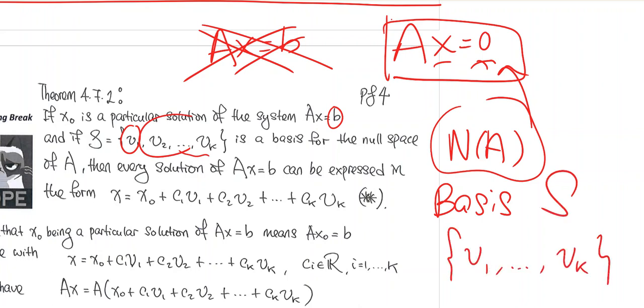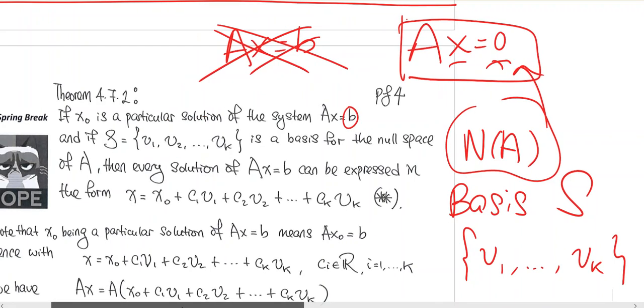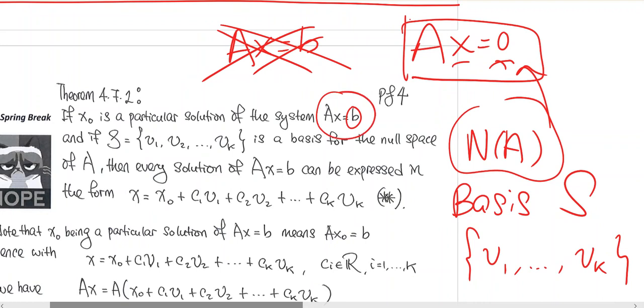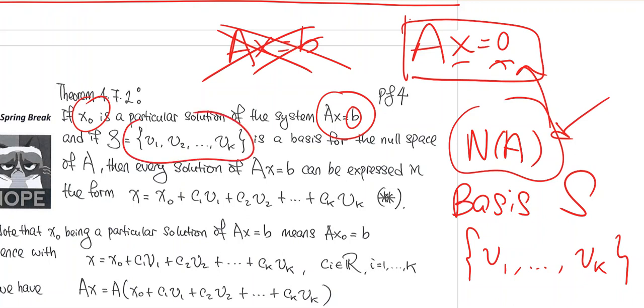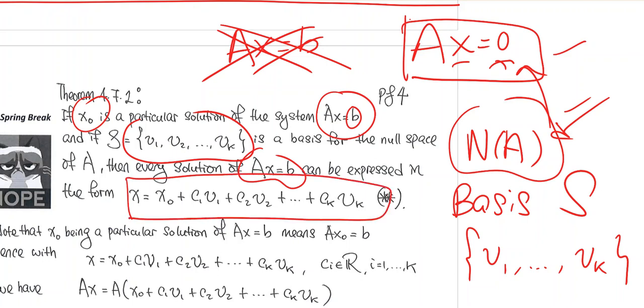That's what the starting statement says. The starting statement says that AX equal to B has X naught as a particular solution. And if you look at the null space, these are the bases. That's what it said. Then it says that once you have these two, any solution of this AX equal to B must be in this form.